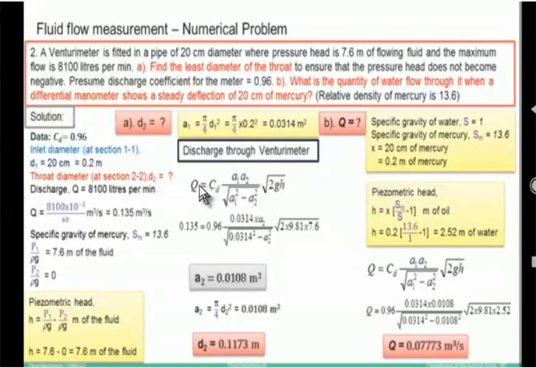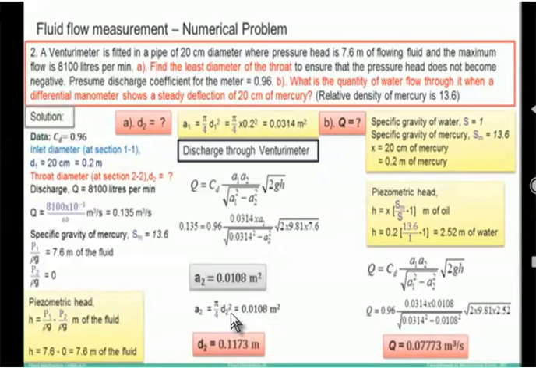Okay, so Q we have already found in terms of meter cube per second, just directly substitute here. Cd he has given, A1 we already found, and we don't know A2 because we don't know d2. So we keep that as it is, then root of 2 g, g is 9.81, and h is 7.6, already found. Substitute all the values here except A2, we will get A2 is equal to 0.0108 meter square.